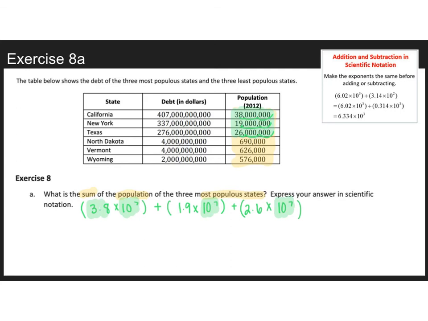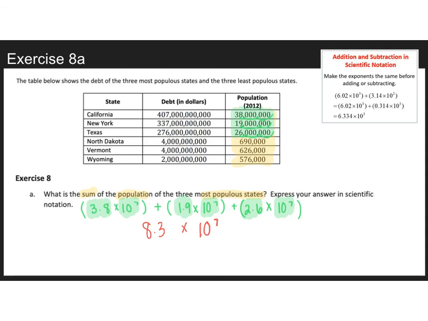So we're going to add our numbers up. 3.8, get it in your calculator, plus 1.9, plus 2.6. This comes out to be 8.3. And then we keep that same number we were multiplying it by, times 10 to the 7th.